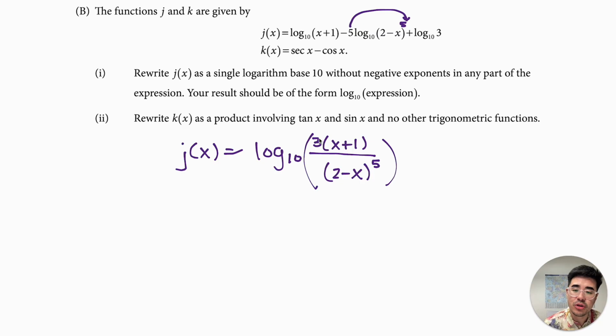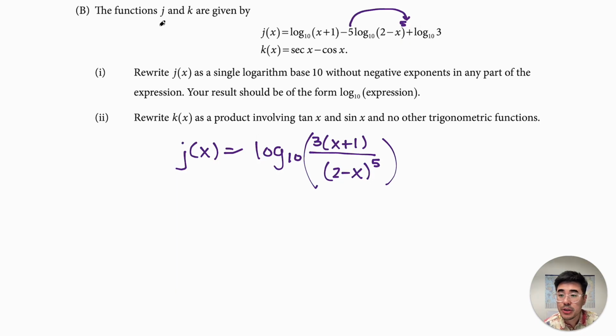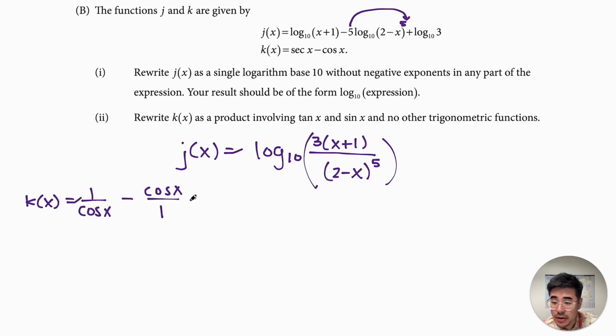So you can choose to distribute this 3 if you want. You don't have to, but here I have no negative exponents and no coefficients in front of the log. Part 2 asks you to rewrite k as a product involving tan and sine and no other trig functions. So if I'm going to rewrite this, I'm going to rewrite secant as 1 over cosine. And then I can rewrite cosine as cosine of x over 1. So if I see this denominator here, I'm going to multiply this by cosine over cosine to get a common denominator. And so if I wanted to rewrite it, it'd be 1 minus cosine squared over cosine.